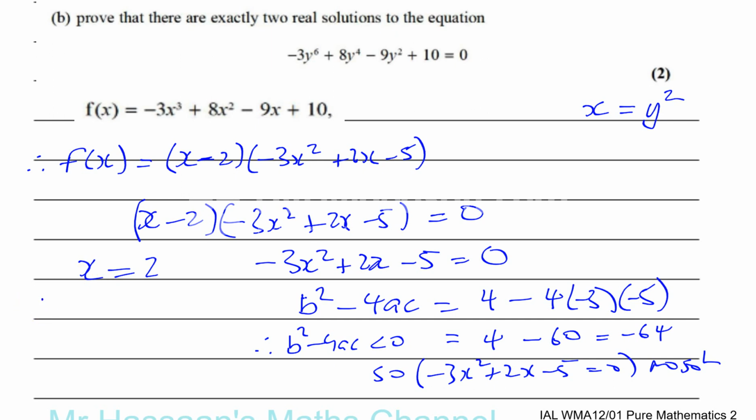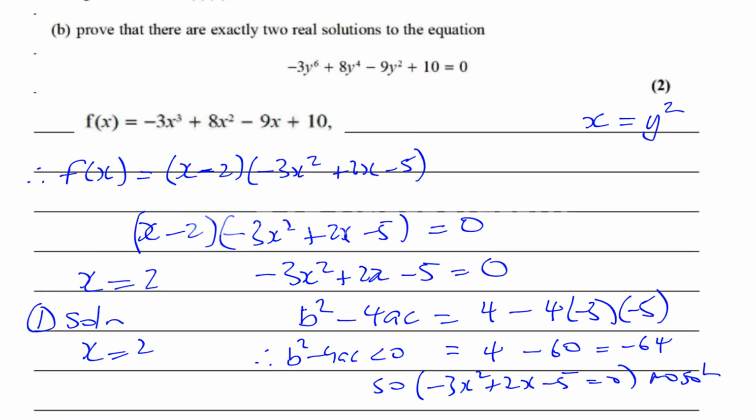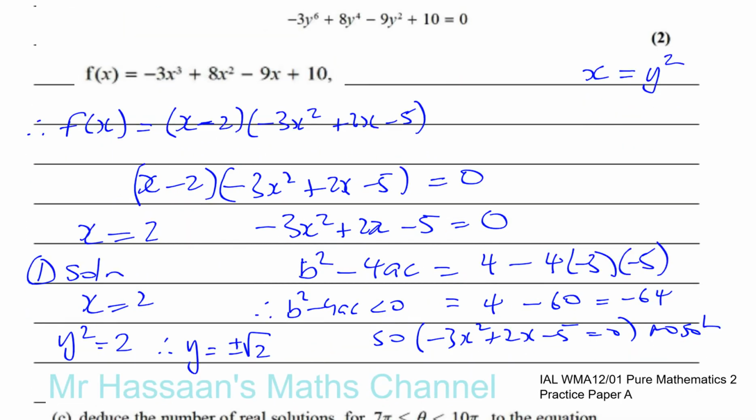So there's only one solution, which is x equals 2. So how do I use that to prove that this has two solutions? Okay, because I know x is equal to y squared. So we know x is equal to y squared, so y squared is equal to 2. Therefore y is equal to plus or minus the square root of 2. So therefore we can show that there are two solutions.